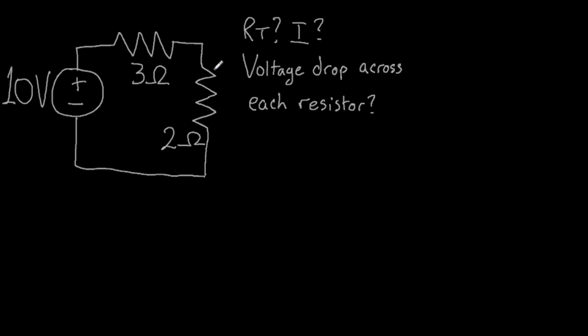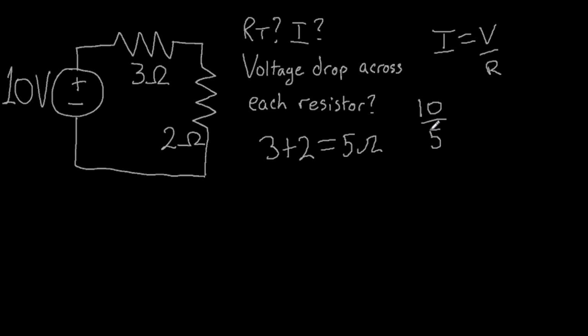The first step is to sum up the total resistance. These resistors are connected in series, and therefore 3 plus 2 equals 5 ohms. Now we have the total equivalent resistance. We can use Ohm's law in the form of I equals V over R to find the total current flowing through the circuit. So in this case, 10 divided by 5 is 2 amps.